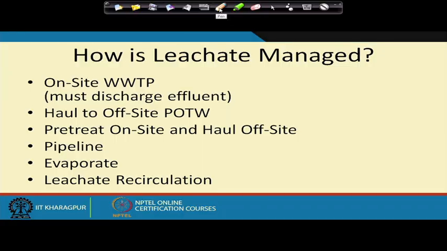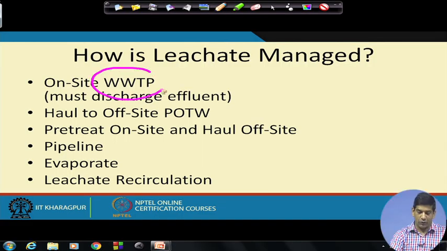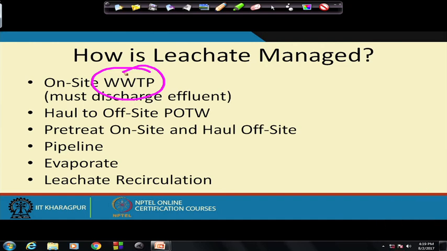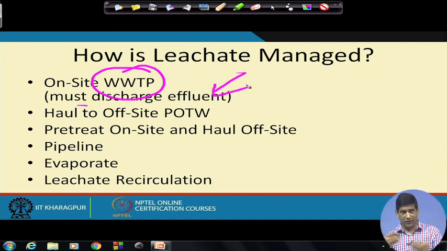Many times you have an on-site wastewater treatment plant. If it's a big landfill, you produce enough quantity of leachate, so you may see that some of these landfills have an on-site wastewater treatment plant. This treatment plant is used to treat the leachate, and then the effluent is discharged to a surface water, and the effluent has to meet the effluent quality standard.